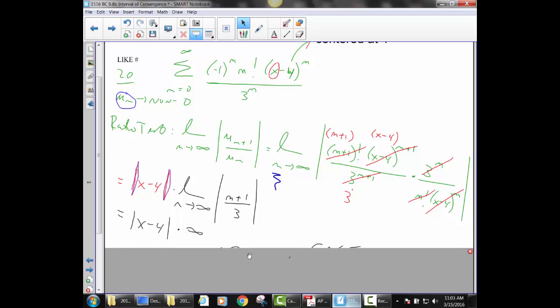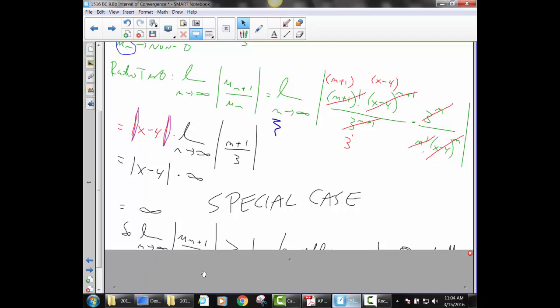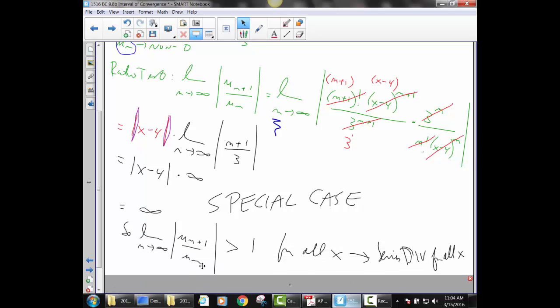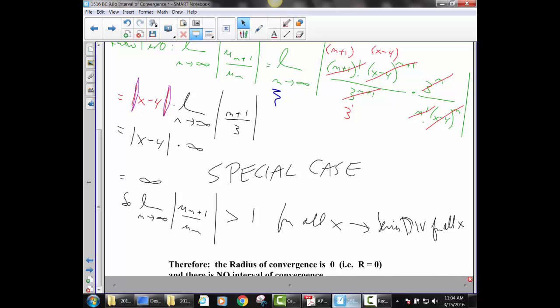This is actually a very interesting case because this limit, because the degree of the top is bigger than the degree of the bottom, will be infinity. So it's a very special case. This means that this limit is always going to be bigger than 1, which means the series is going to diverge for all values of x. Therefore, the radius of convergence is 0 because there is none, and there's no interval of convergence.